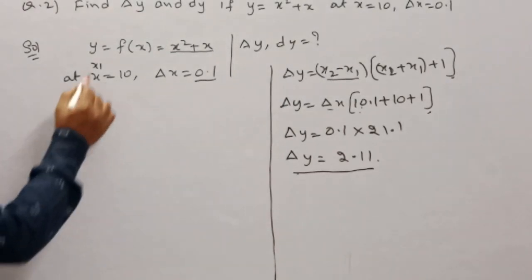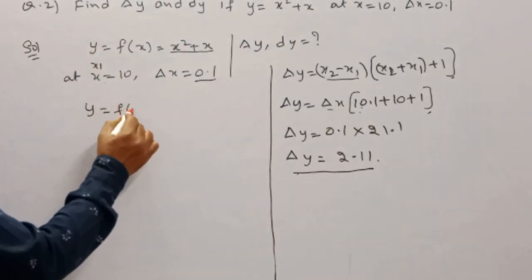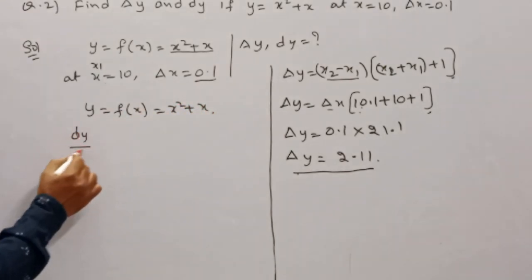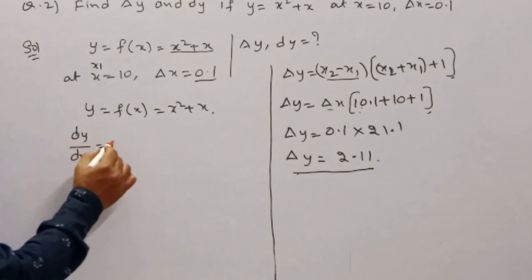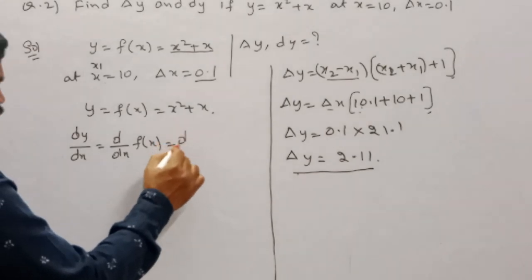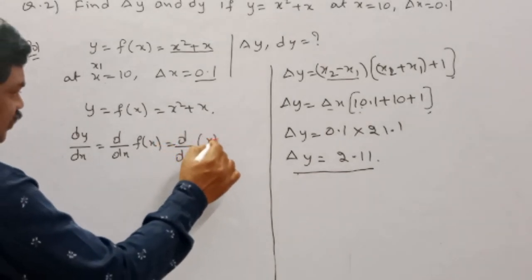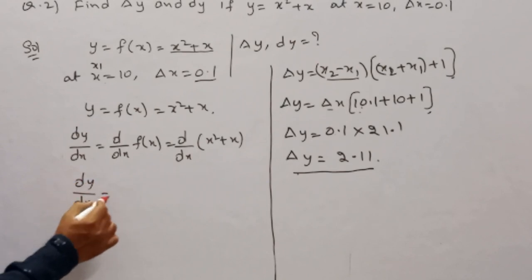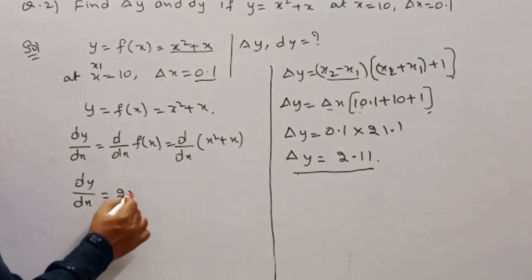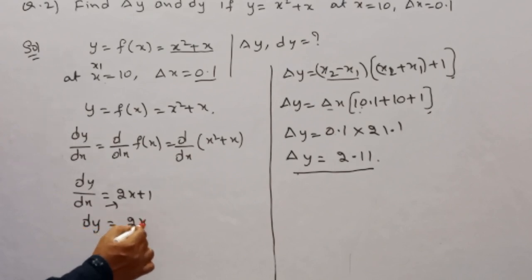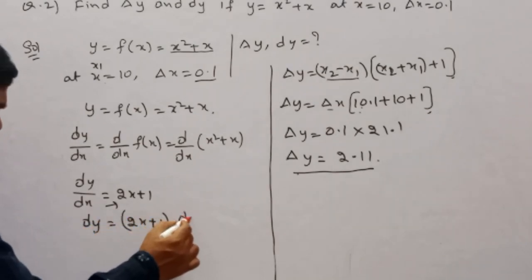Now dy by dx: y is equal to f of x is equal to x square plus x. dy by dx, the derivative of y, d by dx of f of x is equal to d by dx of x square plus x. So dy by dx is equal to 2x plus 1. By cross multiplication, dy is equal to 2x plus 1 into dx.